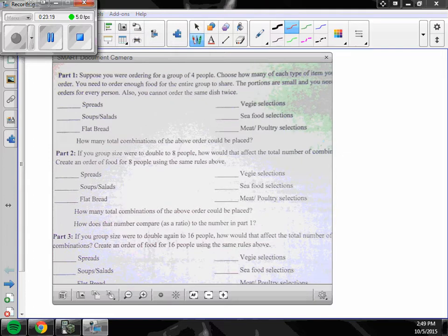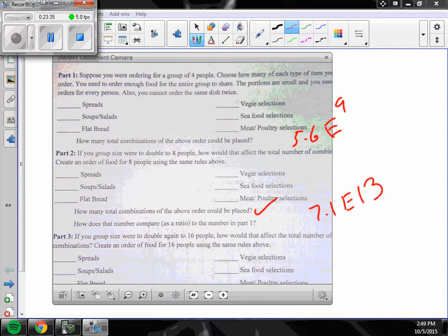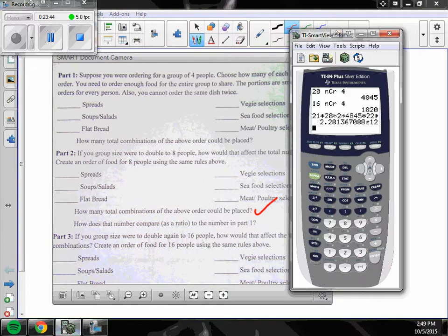How many total entries are placed? How does that number compare as a ratio to that in part 1? So let's say this one was 5.6 e to the 9th, and this one was 7.1 e to the 13th. How do I find the ratio? Just divide the two. So let me show you how to do that.